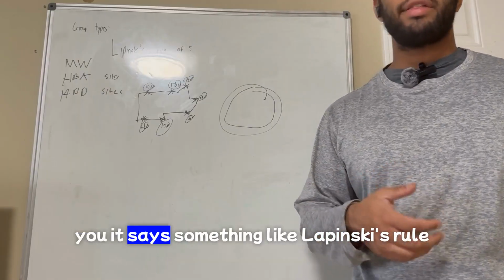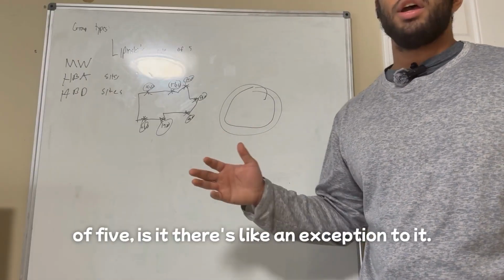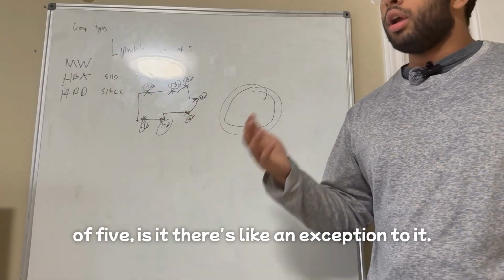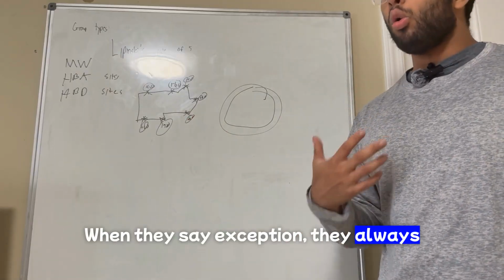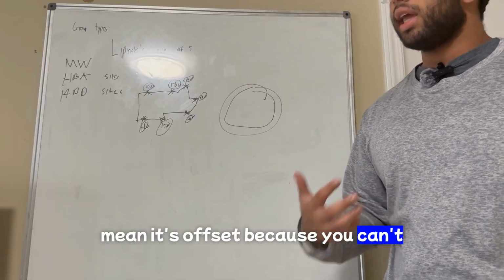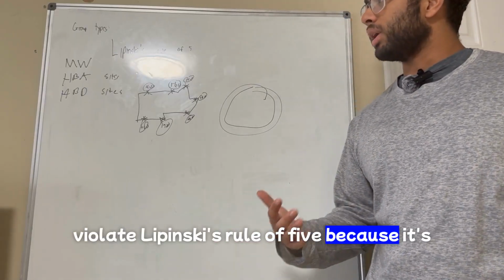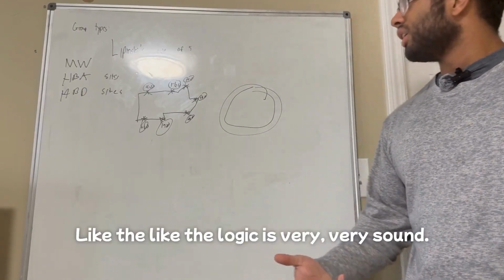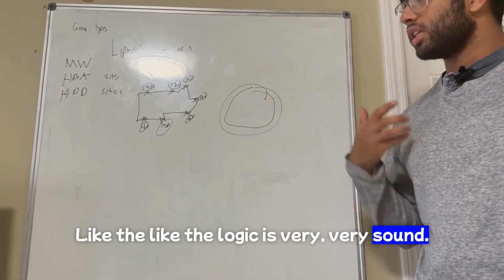So what's important is to understand that Lipinski's logic is still very, very clear, especially when you read literature and it says something like Lipinski's rule of 5 has an exception. No. When they say exception, they always mean it's offset, because you can't violate Lipinski's rule of 5 because it's just very logical. The logic is very, very sound.